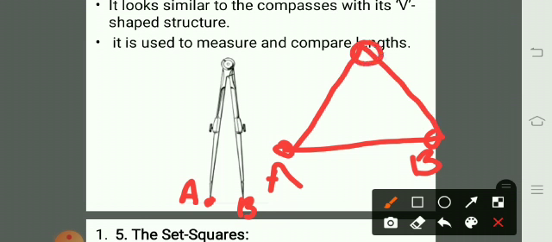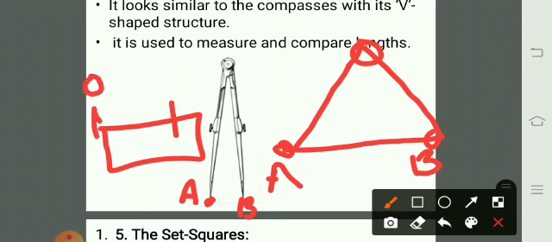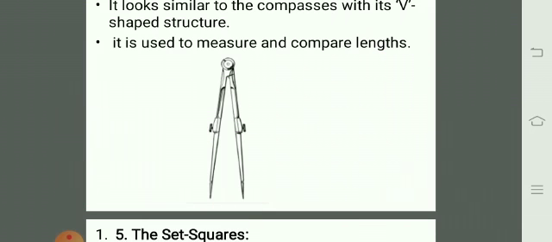Here is your divider. The divider is used to measure length. Then we kept this divider on the scale. Suppose here is 0 and here is 4, so A and B. So the divider is used to measure and compare lengths. Always remember, this is a picture of a divider. You will find it in your compass box.